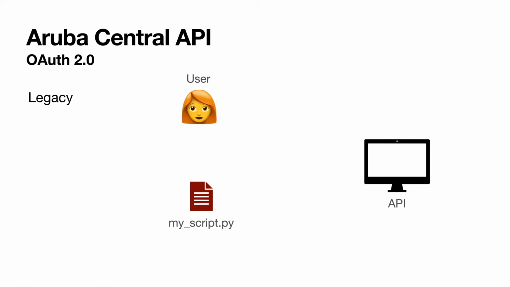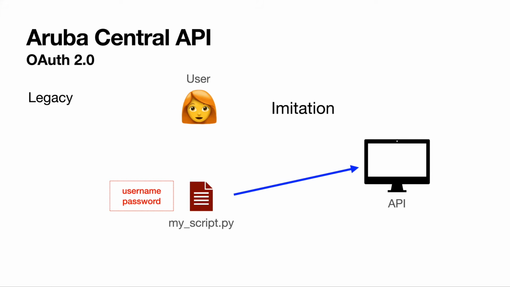Okay, here is an emoji graphical representation of a kind of legacy approach. We have the user and we've got a script that we're going to run against the API, which is my_script.py. So it's a Python script. Obviously, it can be anything. And over on the right here, we've got the API. What do we do then? Well, the user has a username and password, credentials, that we put into the script. And so the script is imitating the user when it logs in. It's not the user going directly, it's the script using the username and password credentials. So bear that in mind.